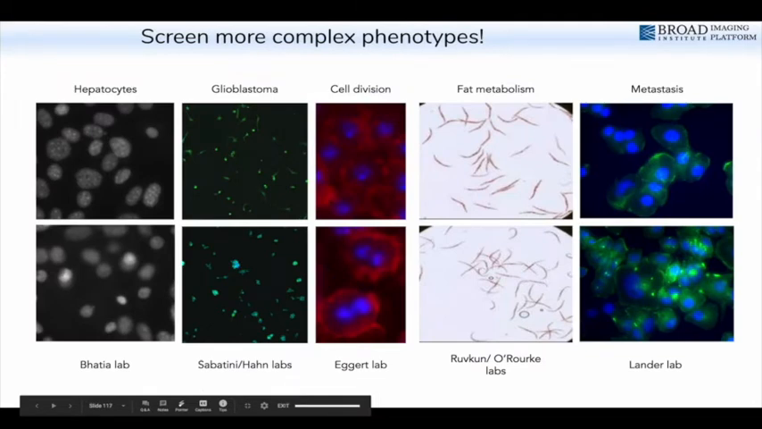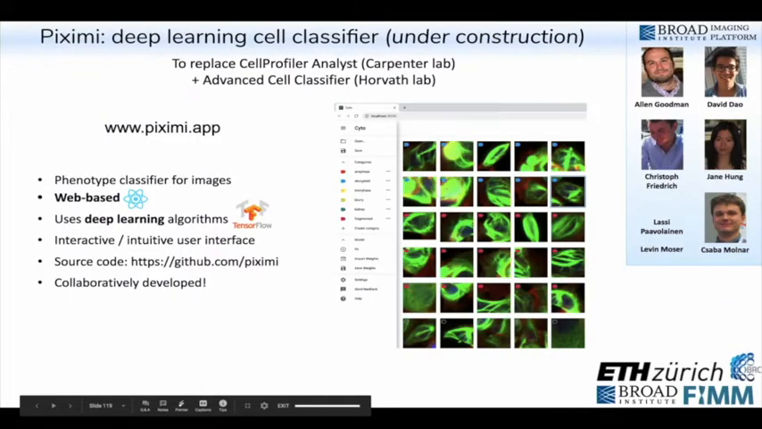Instead of just measuring one feature, we're measuring a phenotype that uses a lot of visual cues in order to make decisions about the phenotype. And some examples are shown here. And in this space, as I said, the community is already coming together, and this is really exciting.